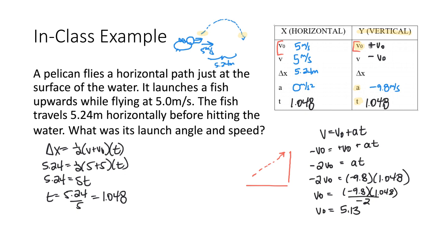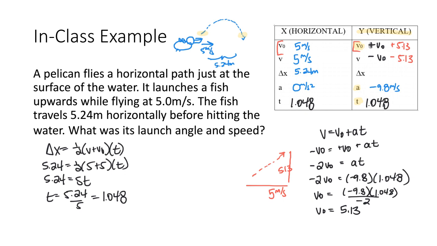I got 5.13, which means in solving that, our total triangle would have this be 5, and our upwards value right here would be positive 5.13. This becomes positive 5.13 up, and this becomes negative 5.13 at the end of the arc.